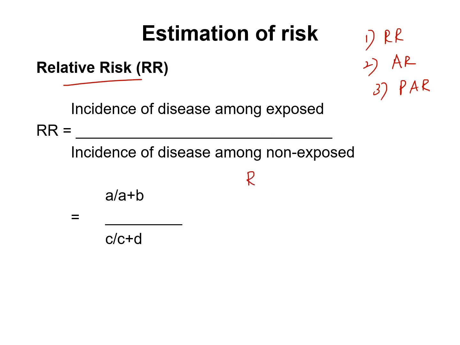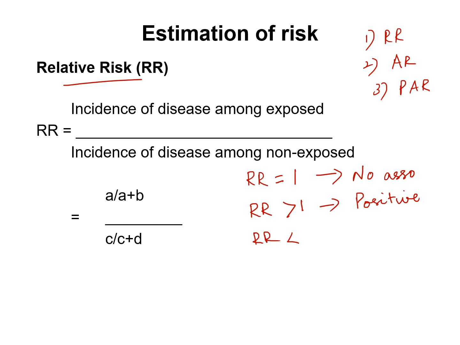If the relative risk value is equal to 1, it means no association between the risk factor and the disease. If the relative risk value is more than 1, it is a positive association. If the relative risk value is less than 1, it means a negative association. Negative association means the exposure is protective in nature.